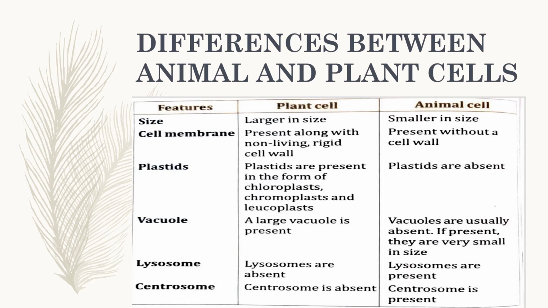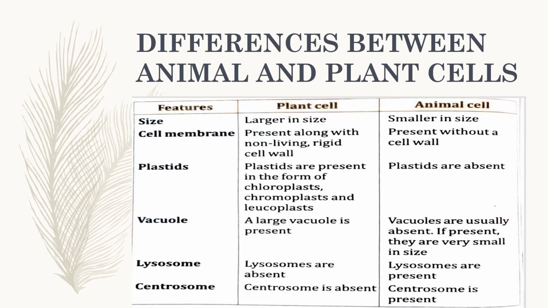Now we will take the last learning objective of the chapter, that is differences between animal and plant cells. So I have shown the differences in the tabular format. Taking the cell membrane into consideration, in the plant cell, the cell membrane is larger in size, but you will see in the animal cell, it is comparatively smaller in size. Cell membrane is present along with the non-living rigid cell wall. But in the animal cell, cell wall is missing. That's why it will be present without a cell wall.